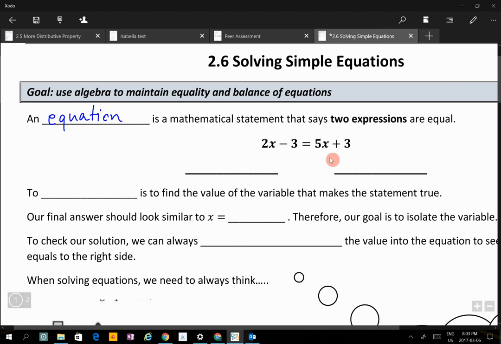Okay, so here's an example of an equation where on the left side we have 2x minus 3. So in an equation we have a left side, and that's an expression 2x minus 3, and it's equal to another expression 5x plus 3 on the right side.